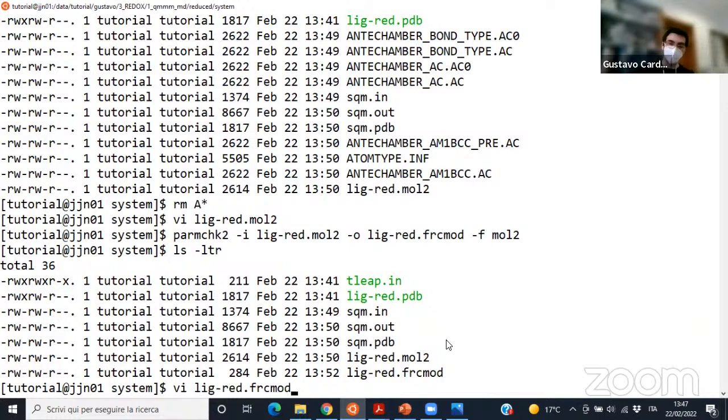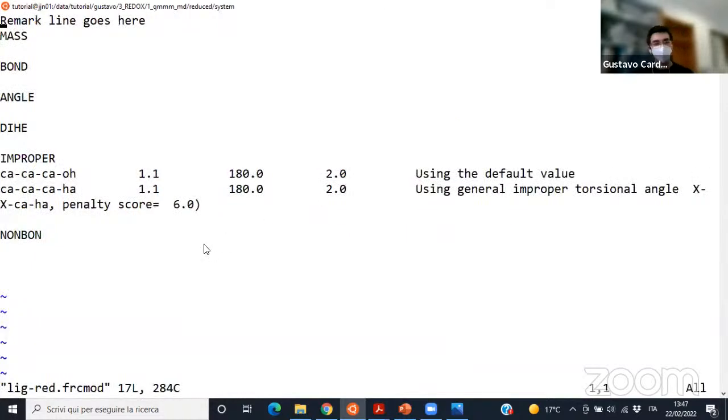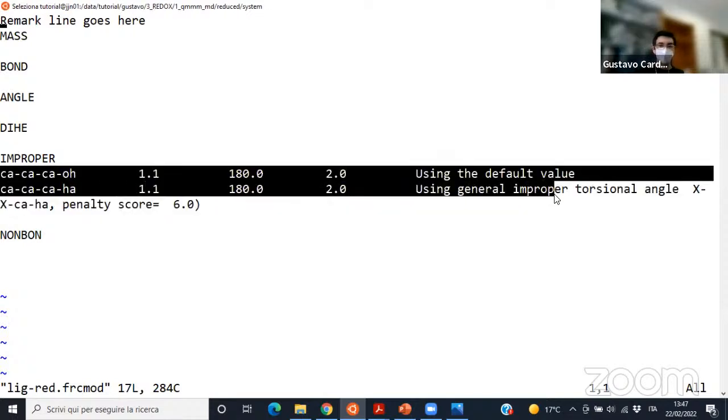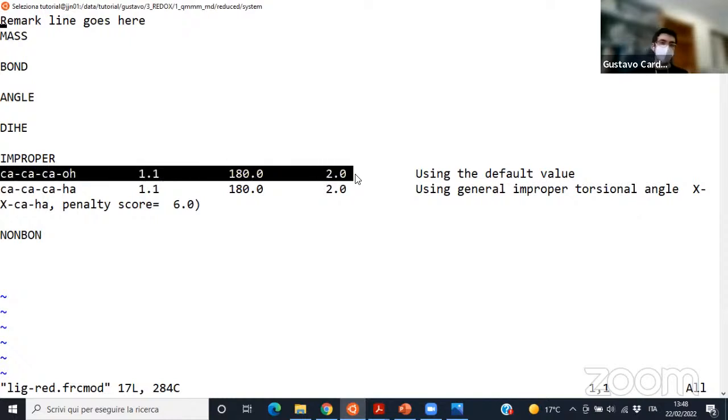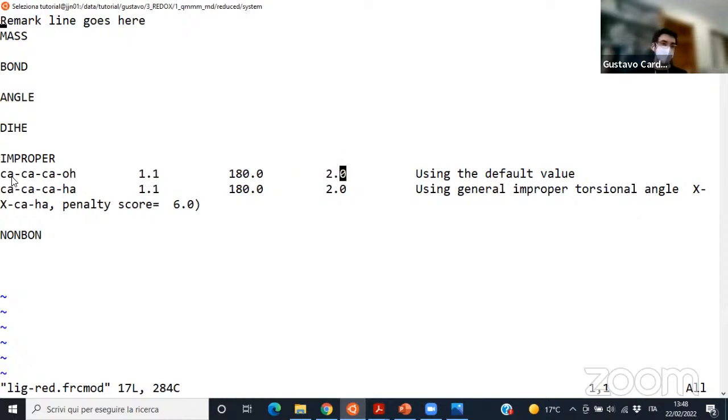So let's just take a look at that. I think this is the exact same thing as last Tuesday. It has generated 2 extra improper parameters. Well, these are torsion angles. So it somehow fetched them from the GAFF force field, from different species that have already been tabulated there.